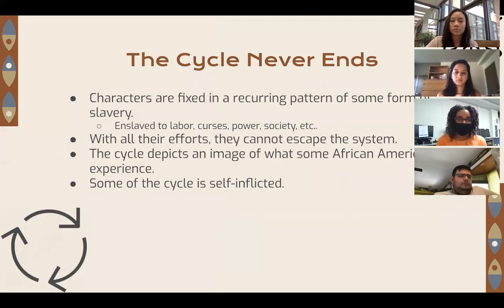Characters are fixed in a recurring pattern of some form of slavery, whether that is actual slavery in the beginning with Effia's descendants being sent to America, or the mental enslavement with Abena's line, and the fact that they were either enslaved to the powers above them, or enslaved to societal standards, or even later on in the book with Sonny, he was enslaved to drugs in the United States. So, John, are there any other instances that you can think of in the book?